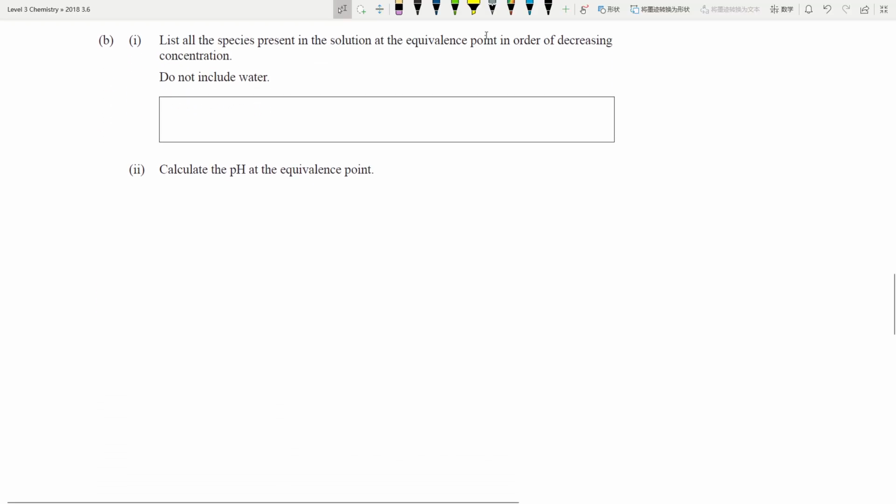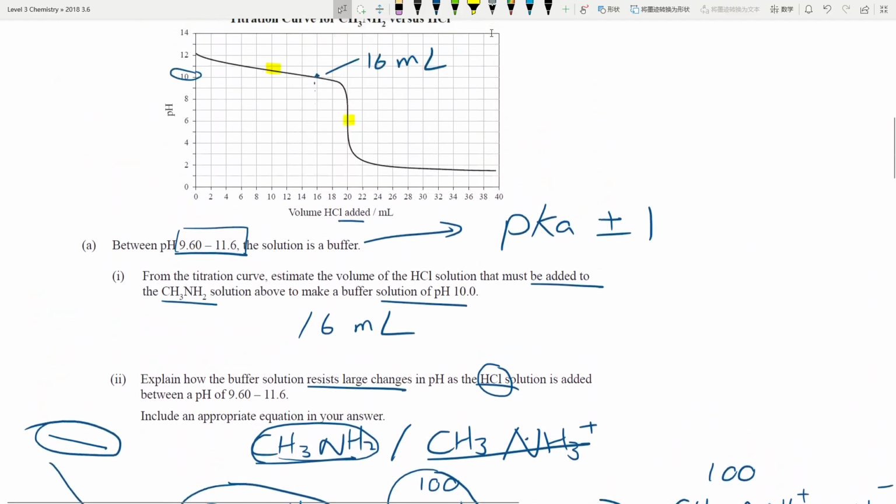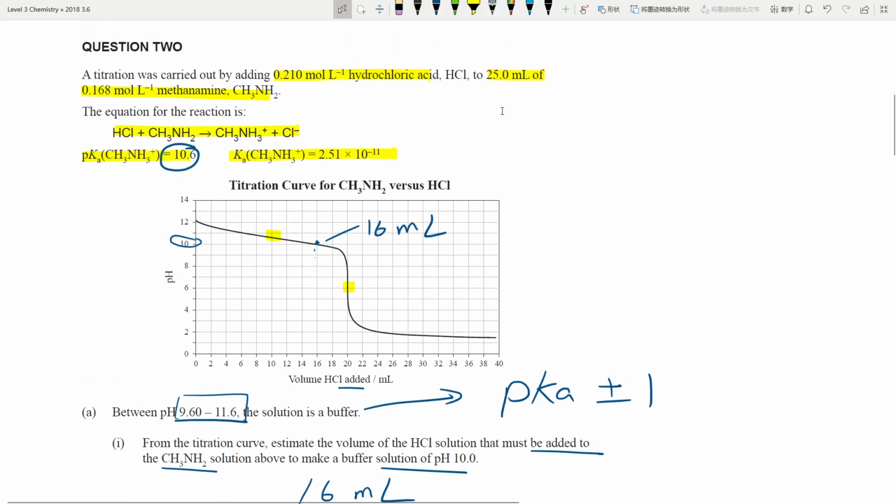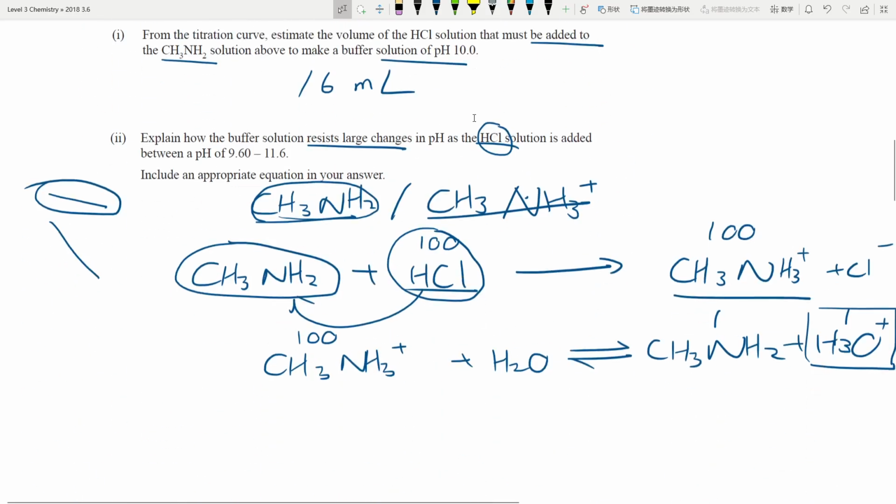Question 2B: list all the species in solution at the equivalence point. Okay, so we need to go back to the titration curve. Sorry, we have to go a little bit back and forth because I can't remember what solution we have. Okay, all right, sweet.